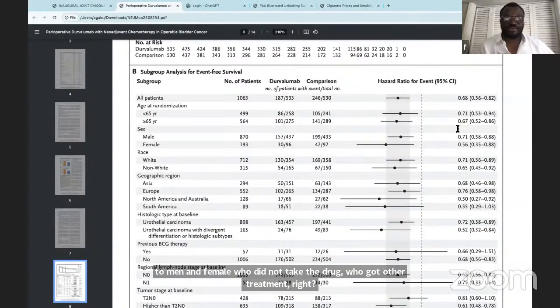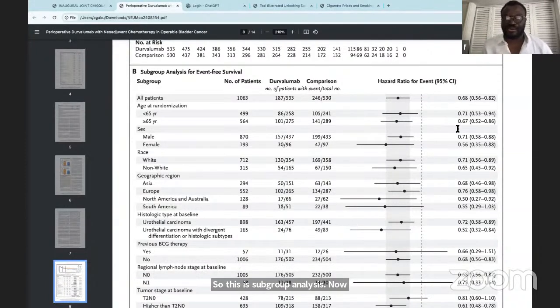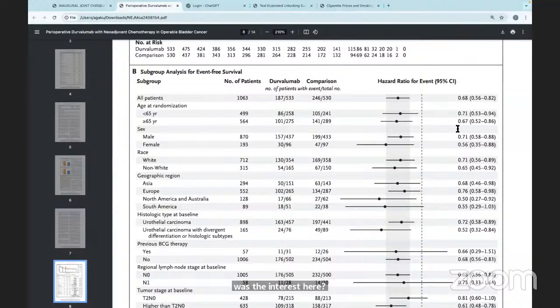Now, why would we want to do the subgroup analysis? Why would we do that? What's the interest here? Charles, your hand is up. Okay. Ogumbo, yeah?